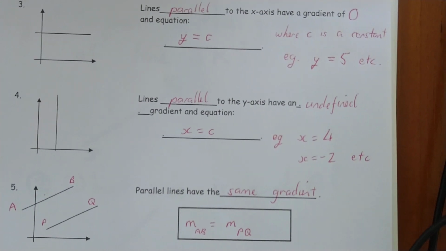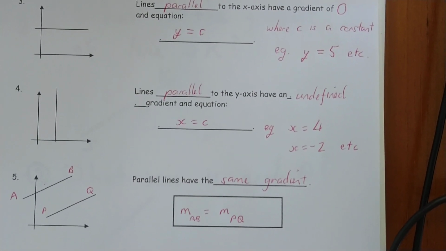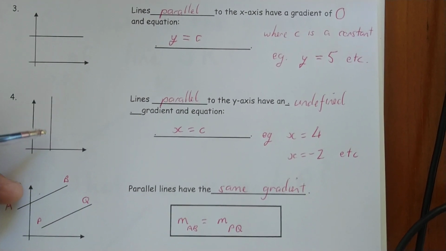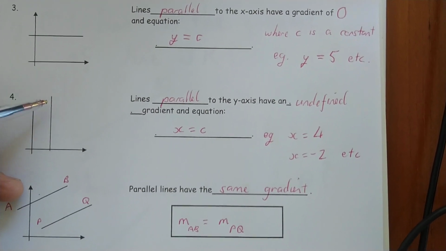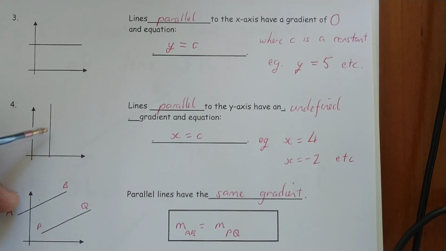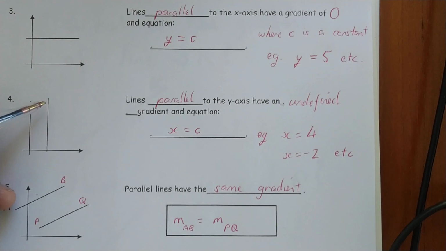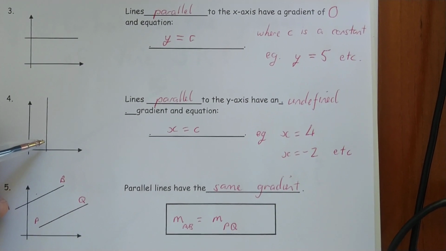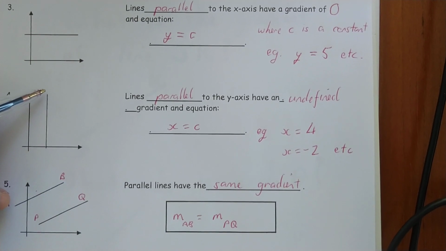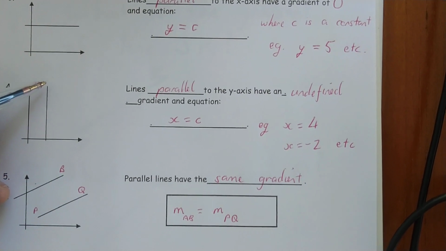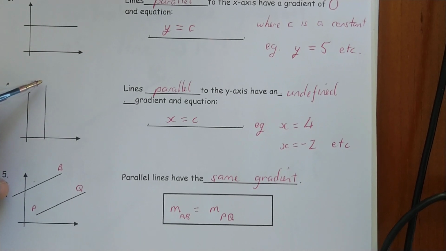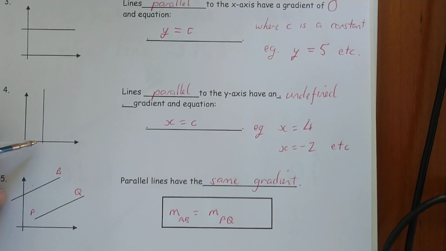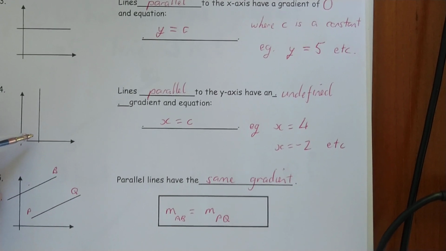Example number 4. Lines parallel to the y-axis, like this one here. Vertical. Now, if you want to use your tan theta on there, you try putting in tan 90, because that's the angle. Tan 90, changing y over changing x. The change in x is 0, and you can't divide by 0. So we say the gradient is undefined. That's one of the reasons why if you put in tan 90 on your calculator, it will come up error, because there is no value. It's an undefined gradient.